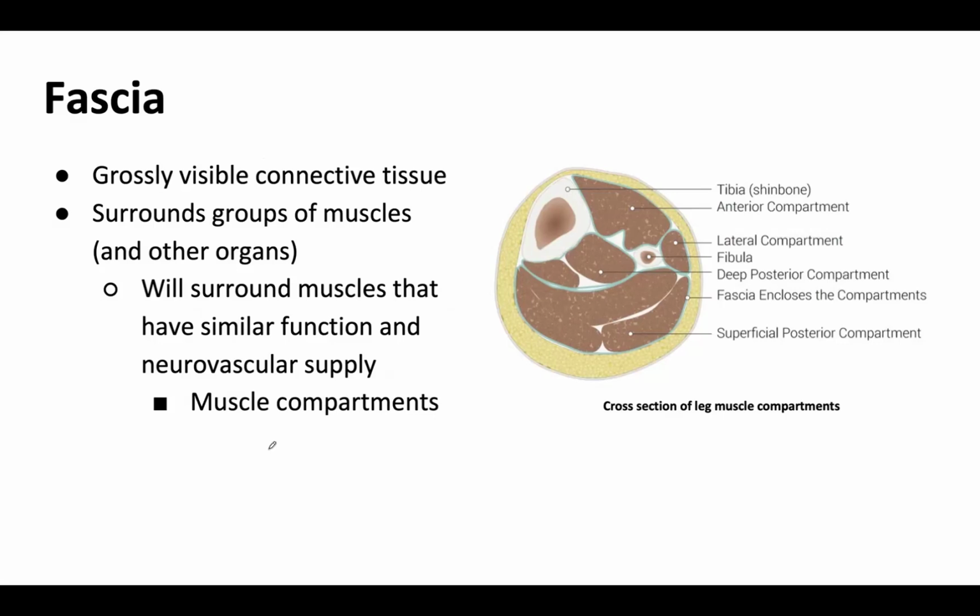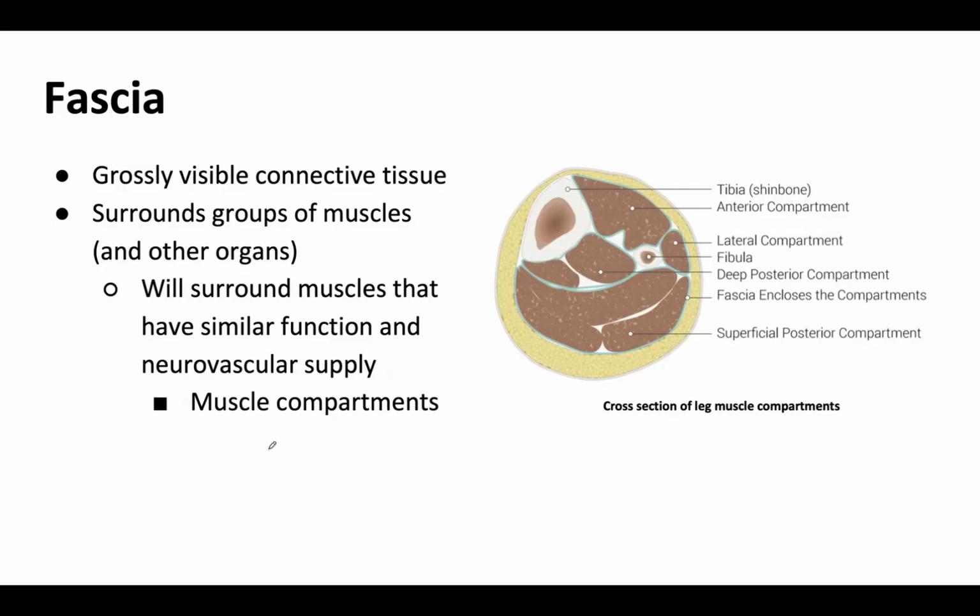Lastly, we have fascia, which is grossly visible connective tissue that is not a tendon or a ligament. These generally are broad bands of connective tissue. They're also relatively thin, but they can be thickened in areas. They will support and surround muscles, but it's important to note that they don't just surround muscles. Fascia surrounds other organs as well. It is literally all over the body.